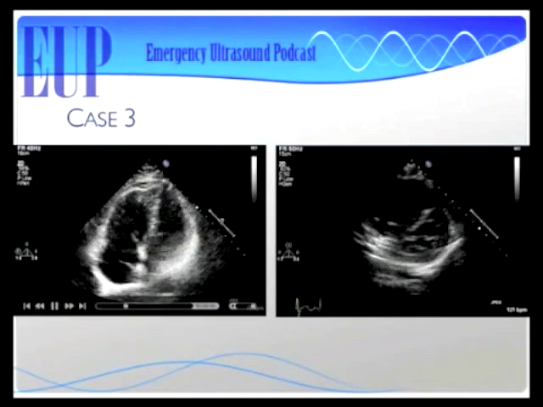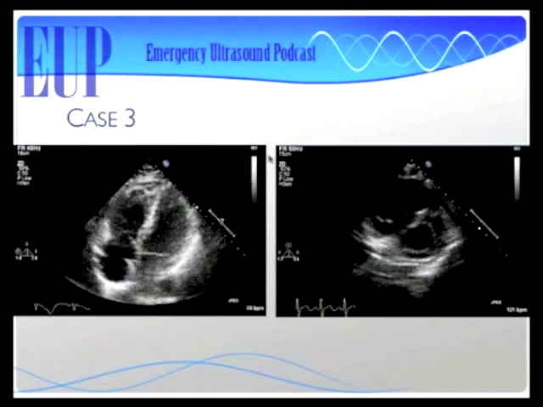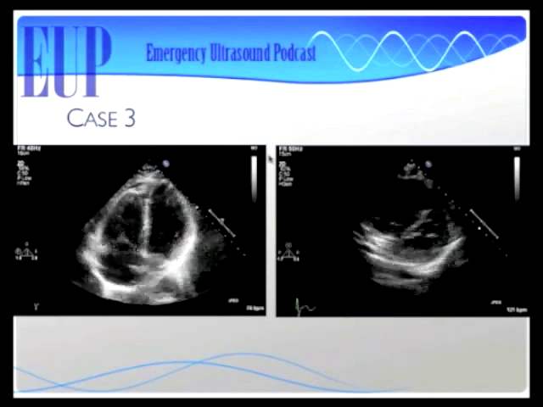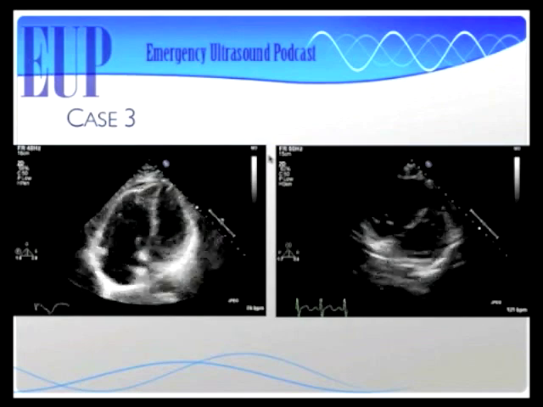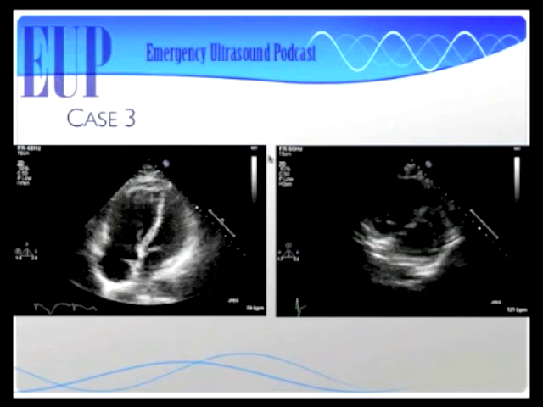All right, so we see the right heart's big, it's dilated, it doesn't squeeze very well, right? Maybe the apex is squeezing a little bit, but the rest of the right heart does not look normal. What do you think about the left side of the heart?